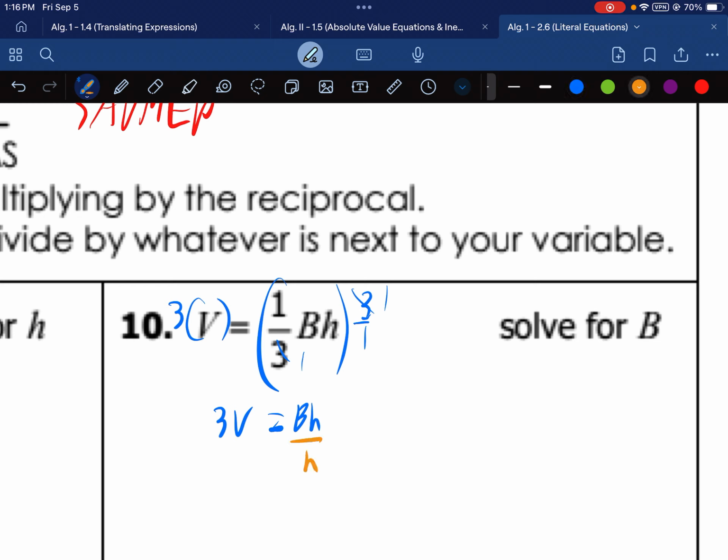Now to get b by itself, I divide by h to undo the multiplication, and I get b. On the other side, divide by h, and I get, well, can't really do anything to simplify that. So I have 3v over h equals b as my answer.